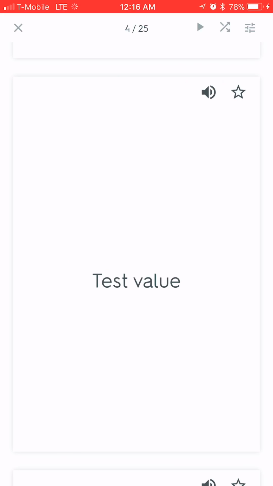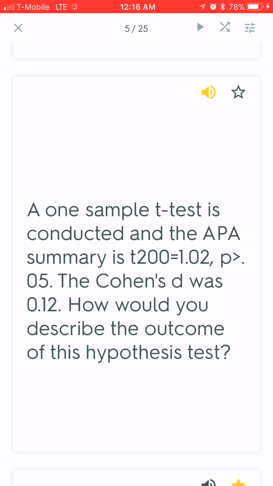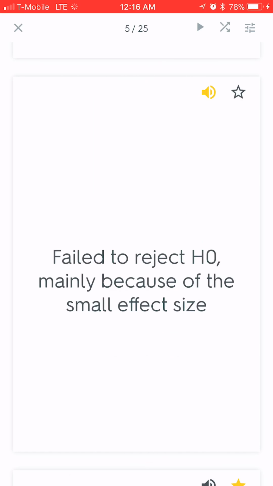A one-sample t-test is conducted and the APA summary is t(200) equals 1.02, p greater than 0.05. The Cohen's d was 0.12. How would you describe the outcome of this hypothesis test? Failed to reject H0, mainly because of the small effect size.